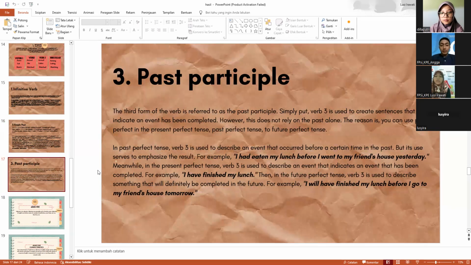Meanwhile, in the present perfect tense, verb 3 is used to describe an event that has been completed. For example, I have finished my lunch. Then, in the future perfect tense, verb 3 is used to describe something that will definitely be complete in the future. For example, I will have finished my lunch before I go to my friend's house tomorrow.